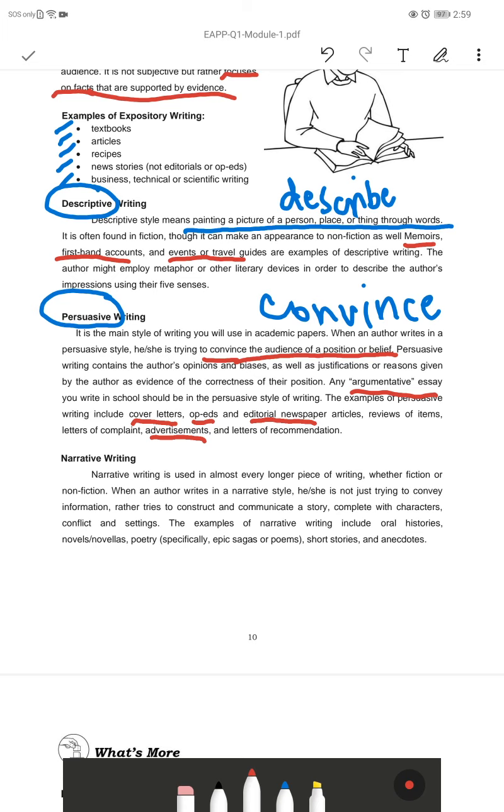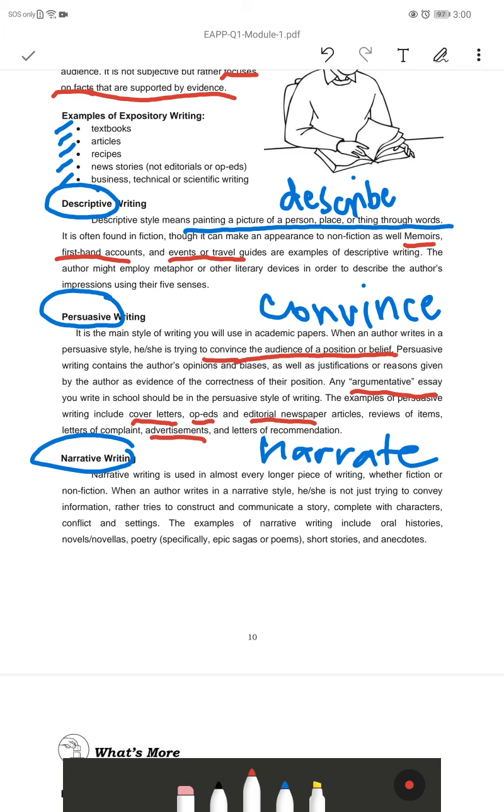And then finally, I think this is the easiest one. We have the last writing style, that is the narrative. Narrative from the word narrate. When you narrate a story, you simply tell a story. So when you're telling a story, you're making a narrative writing. So here, narrative writing is used in almost every longer piece of writing, whether fiction or non-fiction.